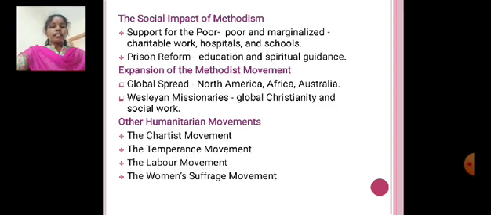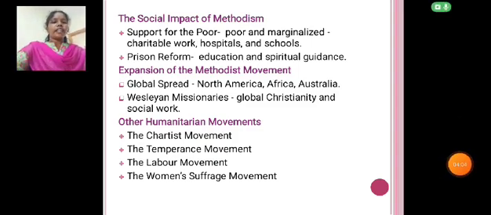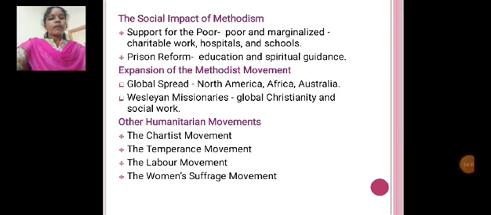The third movement, the labor movement. The labor movement worked to improve working conditions, wages and women's rights. The women's suffrage movement campaigned for women's right to vote and gender equality in political and social spheres.